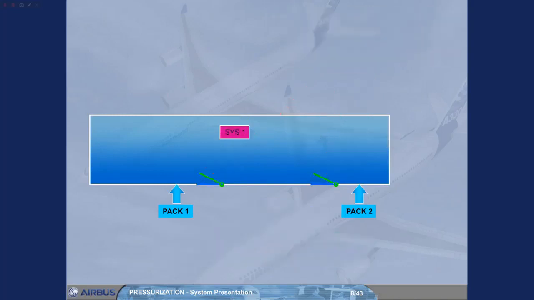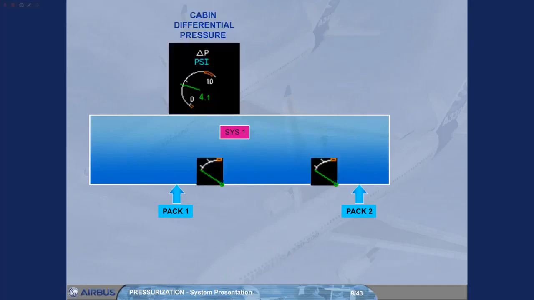Let us look at the operation of the outflow valves for an aircraft in cruise, and what happens to cabin differential pressure, cabin altitude, and cabin vertical speed. We will start with cabin differential pressure. If the outflow valves are closed, or only allowing a small amount of air to escape, then the cabin differential pressure will increase.